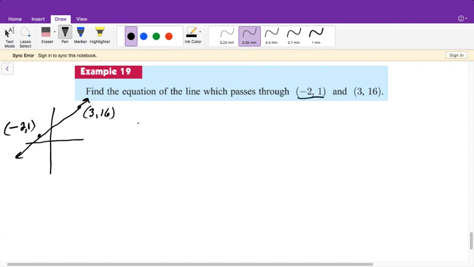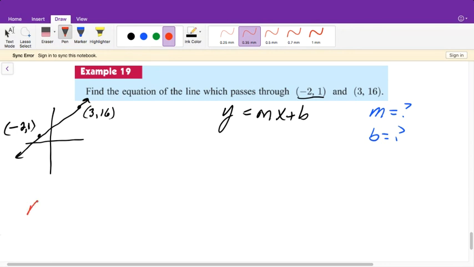All right, but either way, we still need to solve for y is equal to mx plus b. And we still need to solve for our slope and our y-intercept. In this example, they don't give us either flat out. However, I do know that I can find the slope of this because I know that my slope is equal to y2 minus y1 over x2 minus x1.